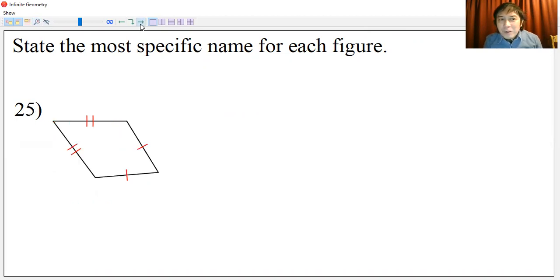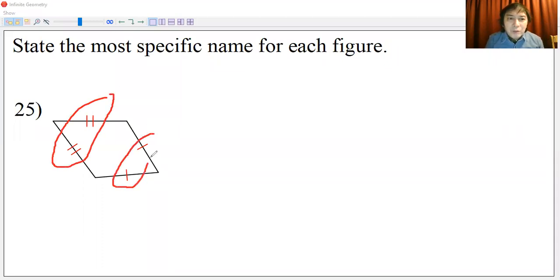Okay, one consecutive pair equal in measure. The other consecutive pair equal in measure. This must be the kite. Okay, this must be the kite. All right. Is this a kite? Yes, it's a kite. All right.